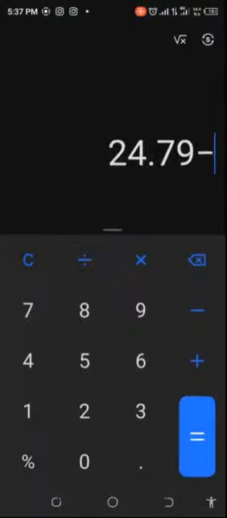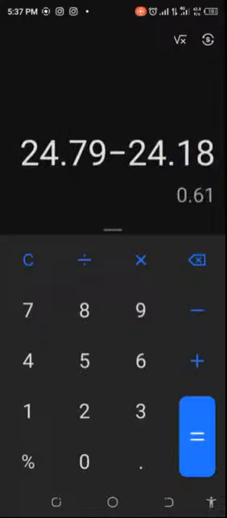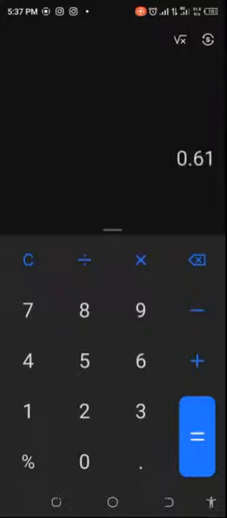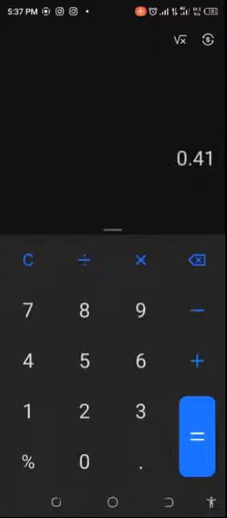So let me do 24.79, sorry, did I say 79? Yes, minus, okay, 24 plus 18. Okay, we'll make 61 cents. But don't forget, the withdrawal fee is 20 cents. So we must take out the withdrawal fee first, okay? So then we must also take out transaction fees.